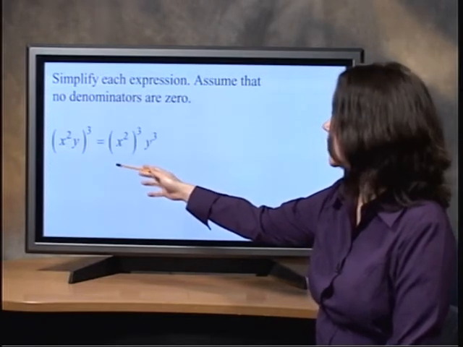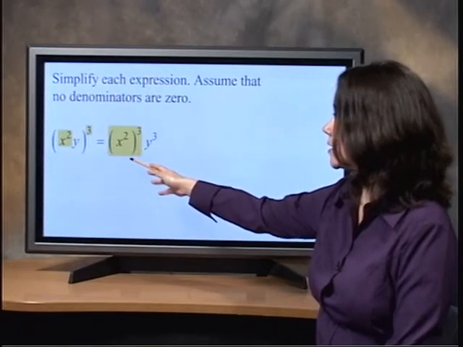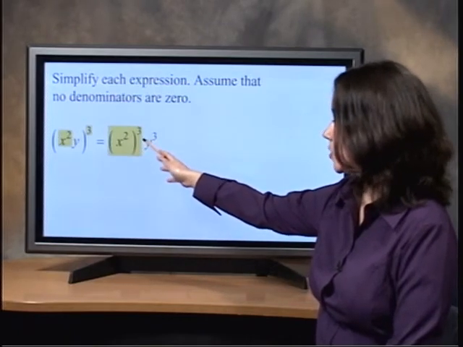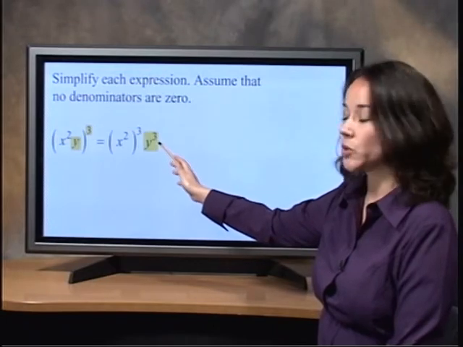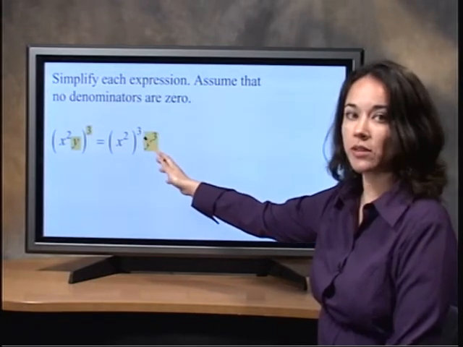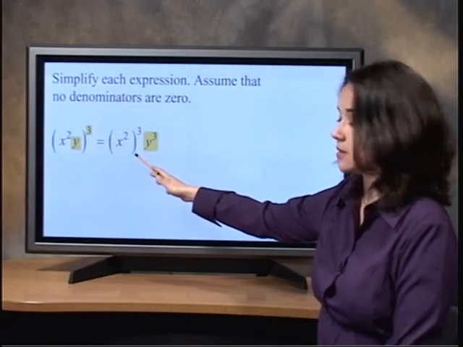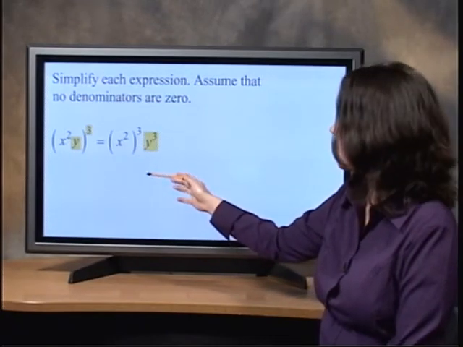So let's do that. So the first term is x squared. So now that term, x squared, will be cubed. And then we have a y, which will also be cubed. So we're distributing the 3 to both of these terms. And now we simplify further.